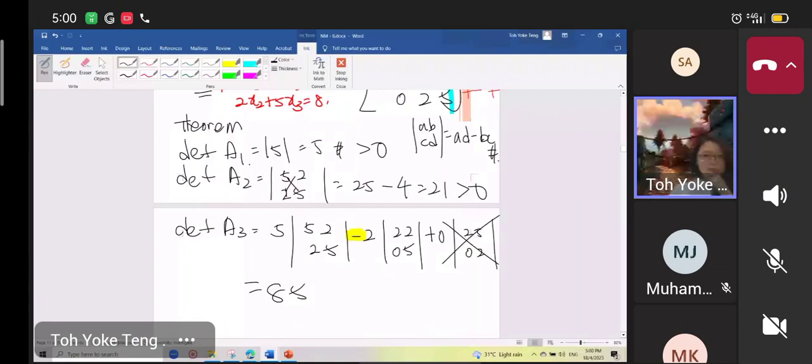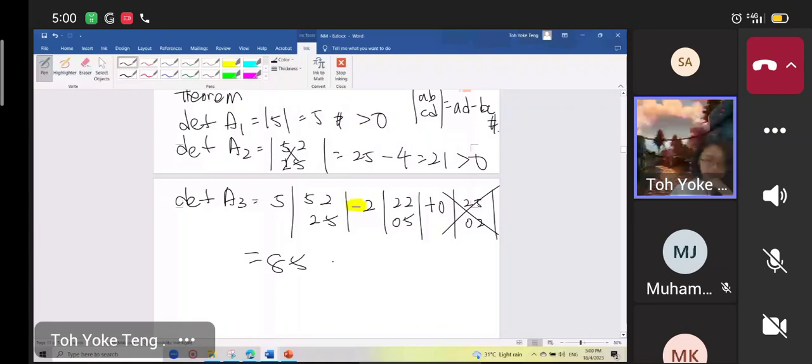So for all of these, you know that they are greater than 0. So therefore matrix A is symmetric positive definite.